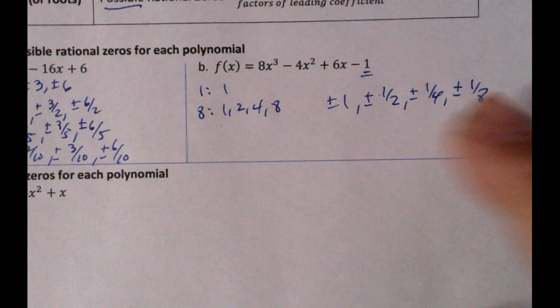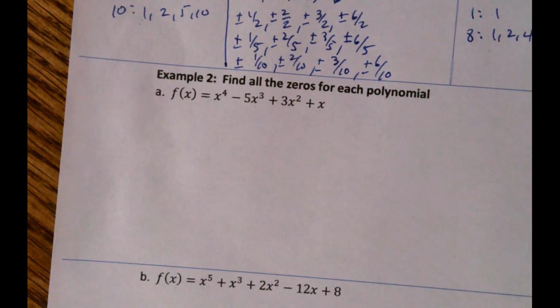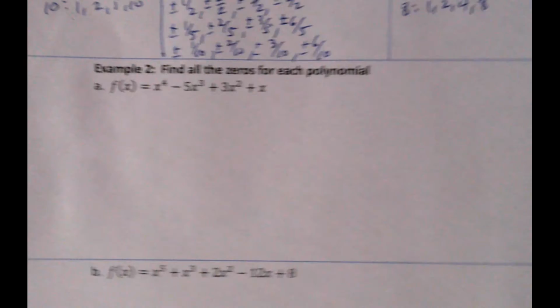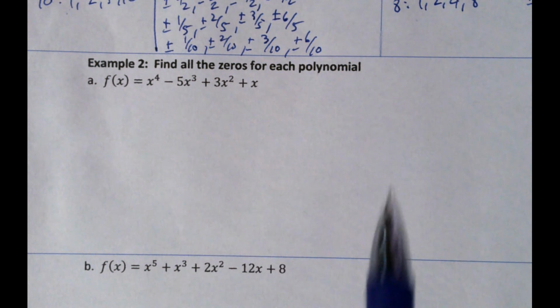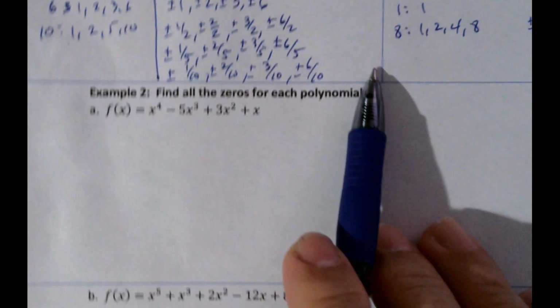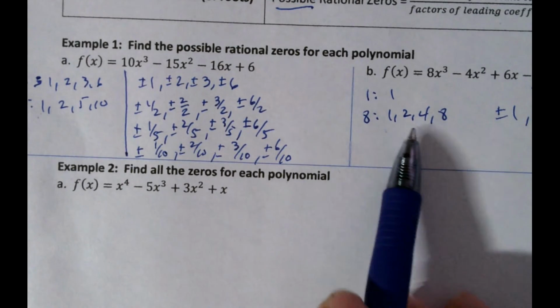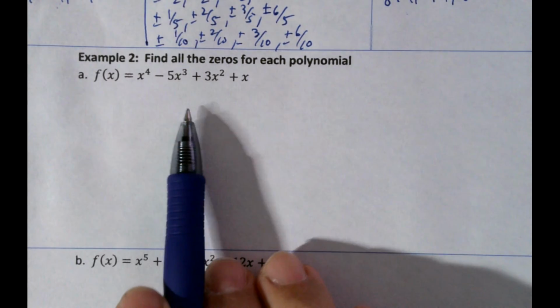All right, find all the possible zeros for each polynomial. Okay, this is not all the possible. This is find all the zeros for each polynomial. Okay, so this is just a throwback to gobbledygook stuff. All right, let's do A.